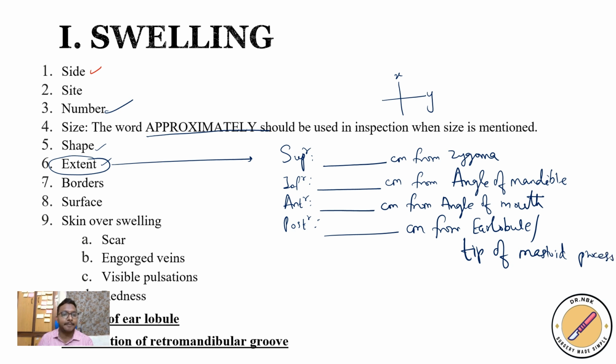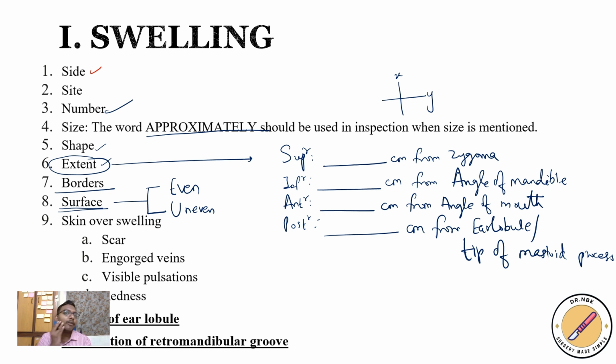All right. Next, borders. Again, whenever you are mentioning anything in inspection, you better use the words appears to be. So borders appear to be well defined, regular or irregular, whatever it is. Then surface. Please understand, in inspection, surface has got only two conclusions. Either it is even or uneven. You cannot mention whether it is smooth, nodular, etc. They are all palpatory findings. So in inspection, surface has only two things: either it is even or uneven.